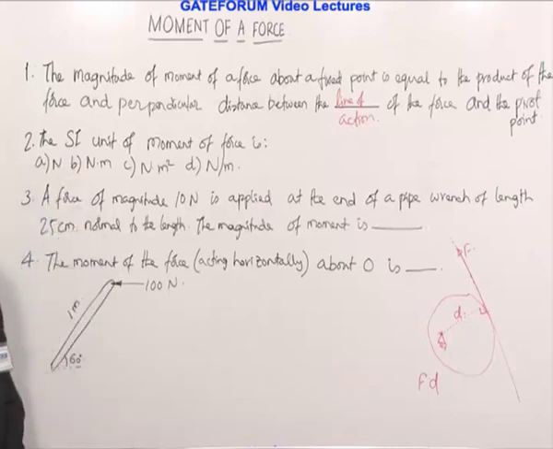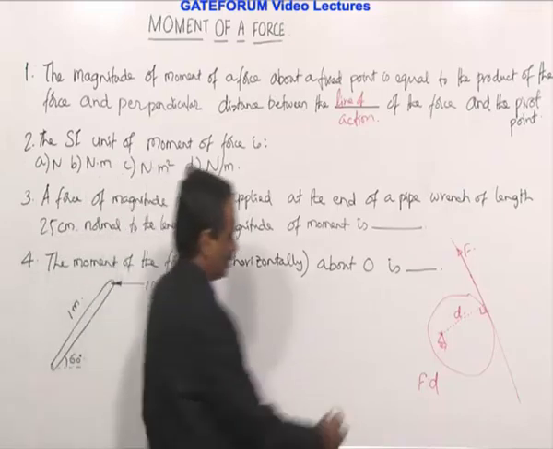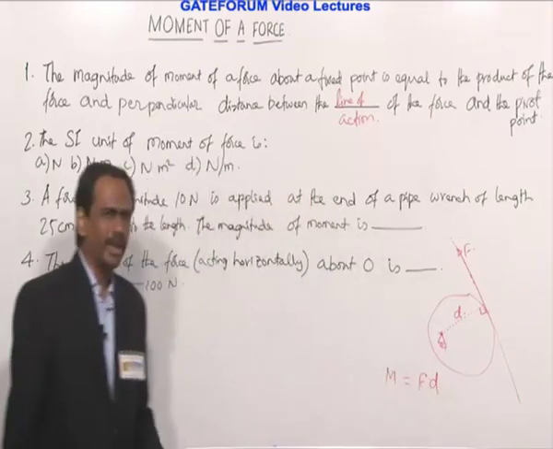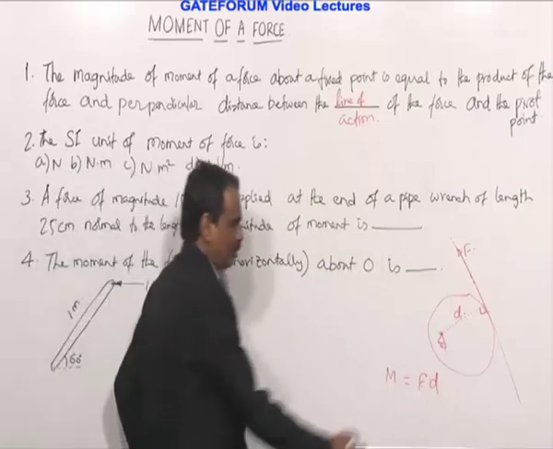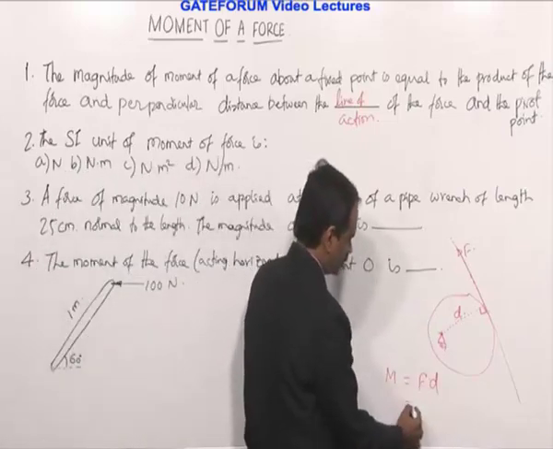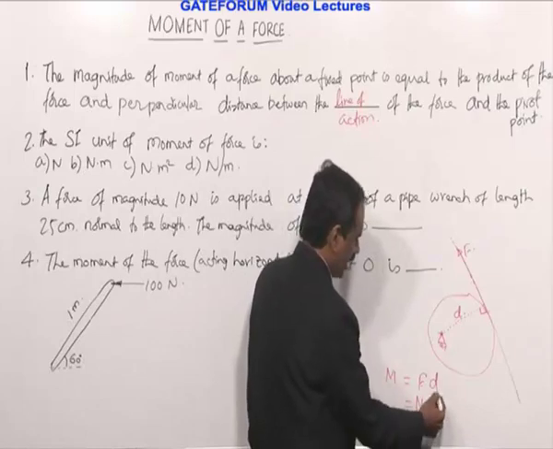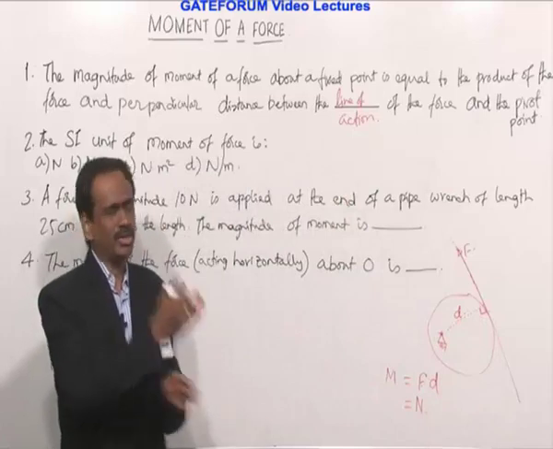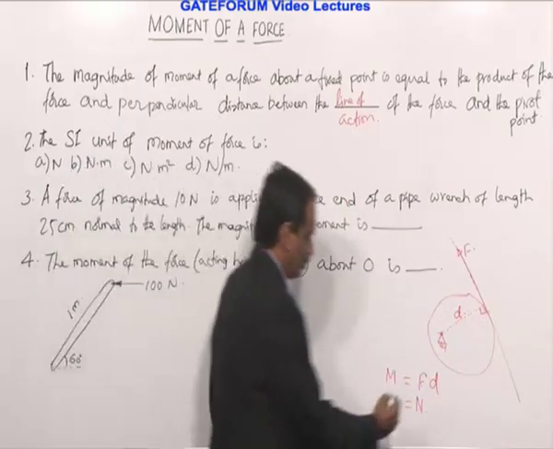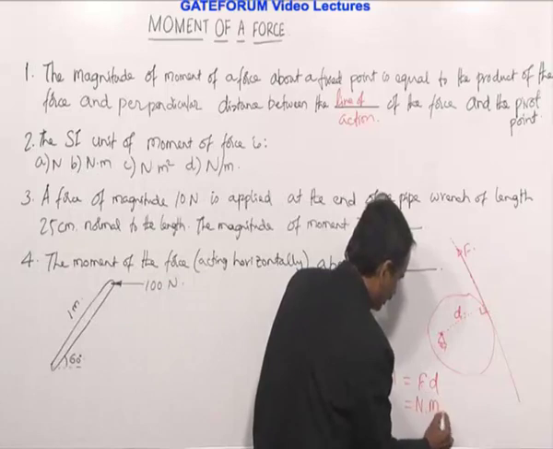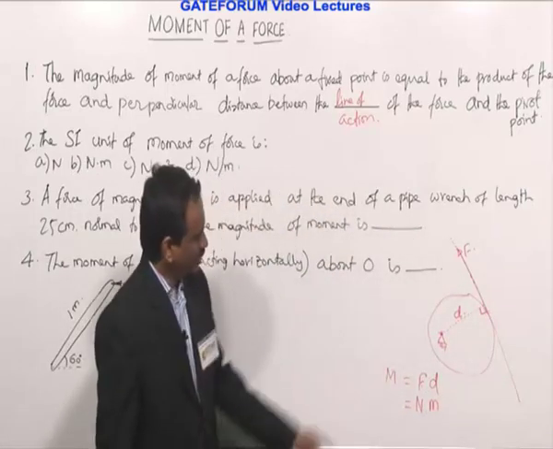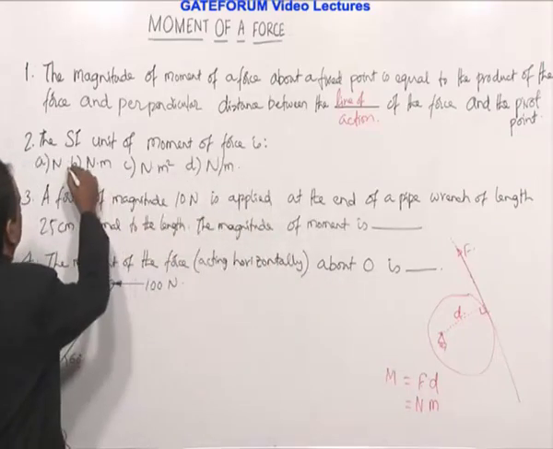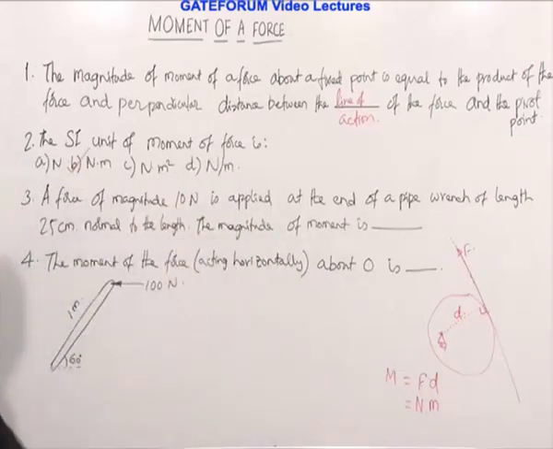Next, SI unit of the moment of force. M is this. How to find out the SI unit? You know the SI unit of force is Newton, and D is the perpendicular distance. Perpendicular distance is nothing but a measurement of length. So the SI unit for length is meter, and so the SI unit for moment is Newton meter. And this is the correct option, all others are wrong.